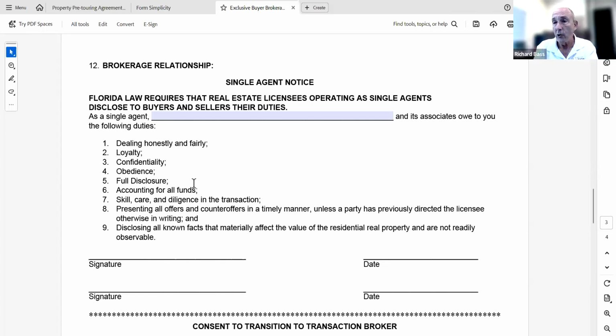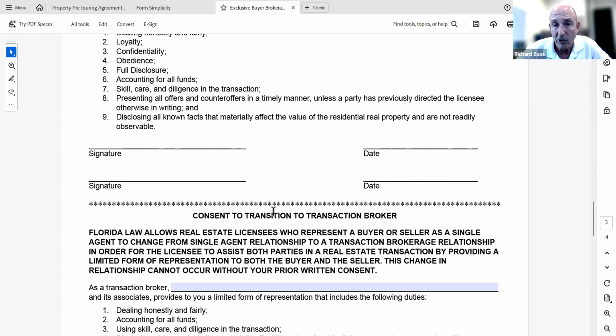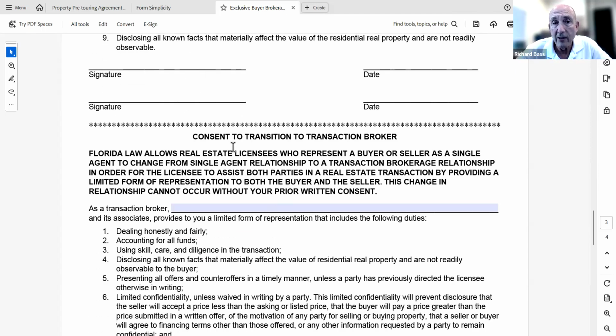So these are the benefits that I'm going to bring to you. Now, understand, under transaction brokerage, none of that applies. And again, going back to accounting for all funds, skill, care, diligence, presenting all offers, disclosing facts, that applies to everybody. It's these, 2, 3, 4, and 5 that create the single agent relationship. Now they're going to sign here and here.